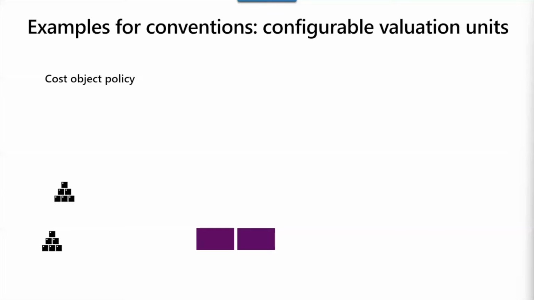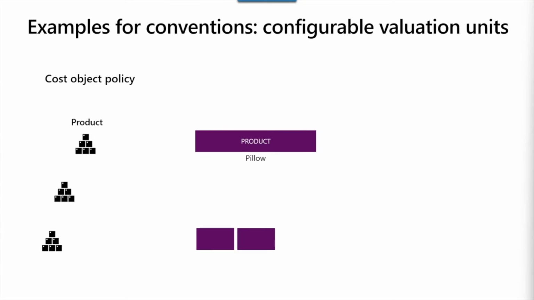Let's now look at how cost object policies and cost element policies work together. We'll look at 3 examples of cost object policies. For the first one, let's assume you choose the option for product. This means that transactions will only be costed and tracked by the product, regardless of other inventory dimensions on your transactions.